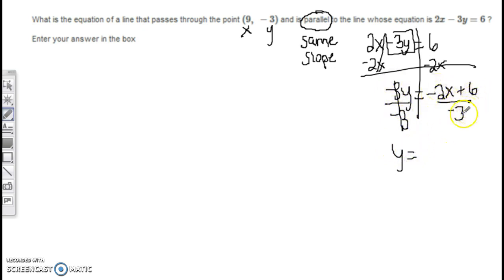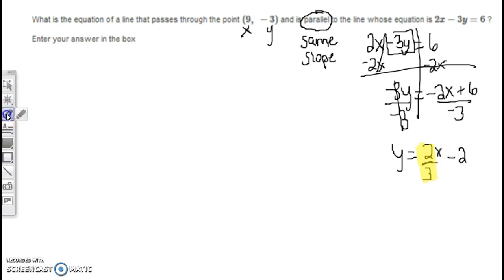And now remember, you send that -3 to each of them. So -2 divided by -3 would be a +2/3. 6 divided by -3 would be a -2. Okay, so all of that work just to figure out that the slope of the original line was 2/3.